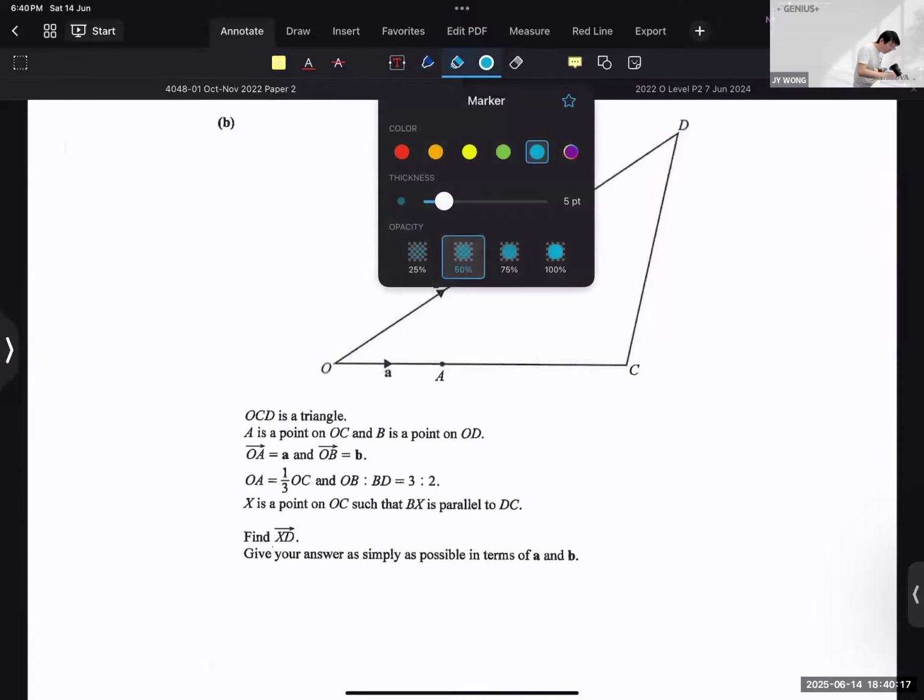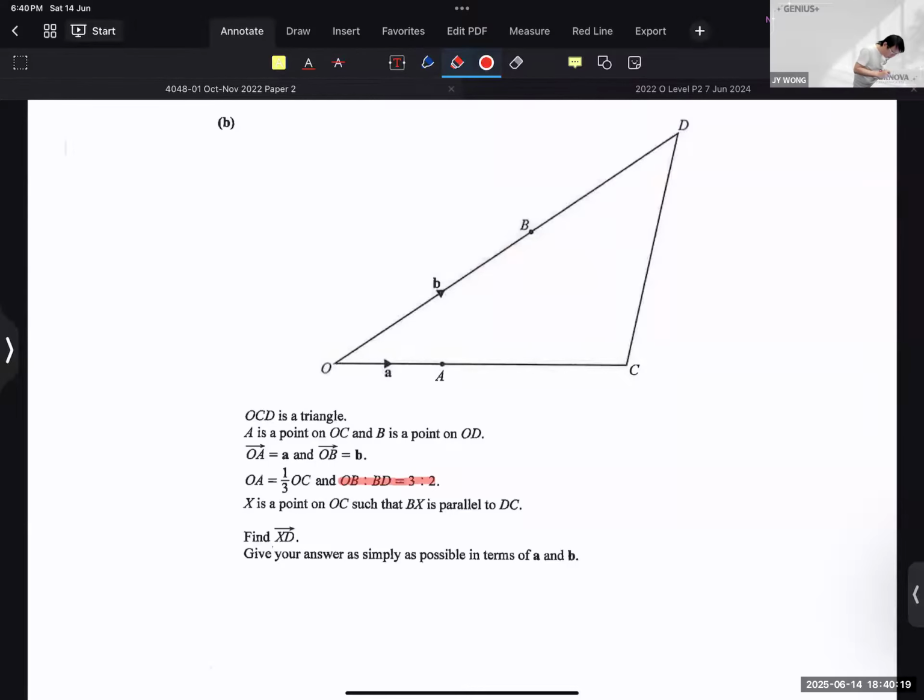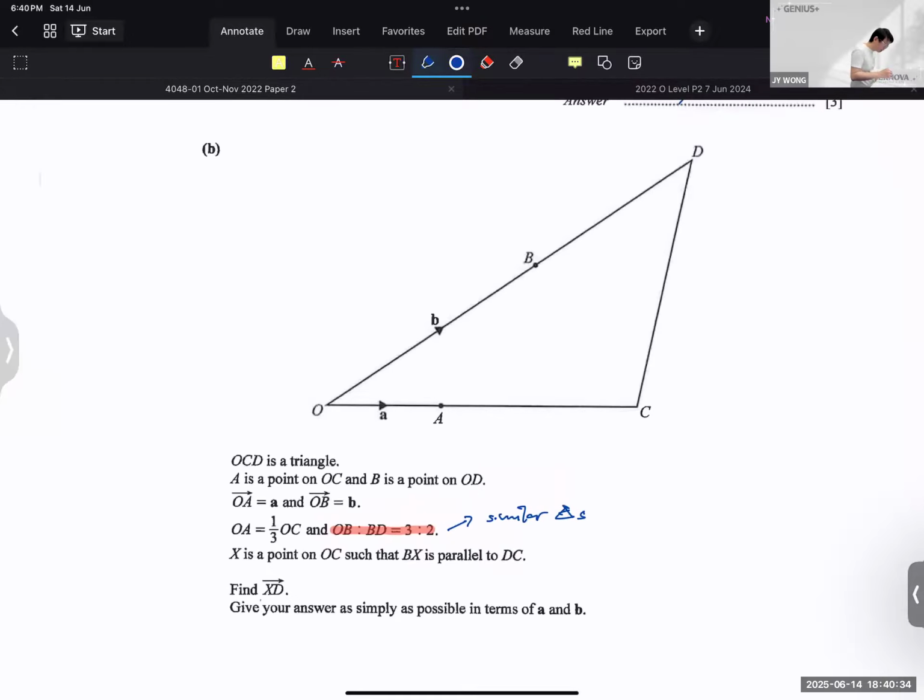I have told you all before many times, when they give you a ratio, think similar triangles. But in this case, don't need similar triangles. You just know OB is 3, so this is 2. But very often when you see ratio, think similar triangles.